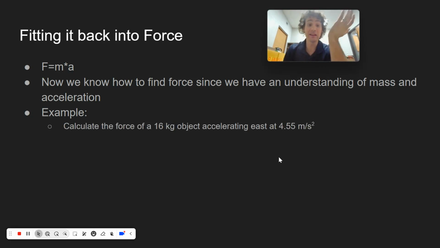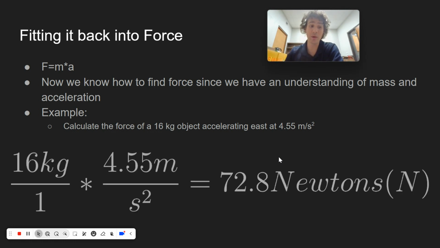If I said calculate the force of a 16 kilogram object accelerating east at 4.55 meters per second squared. These are the easiest ones. All you've got to do is plug your numbers in. 16 kilograms times 4.55 meters per second squared. Okay, easy because you don't have to do any really crazy math, right? You're just punching numbers in a calculator, basically. Notice the unit is newtons.